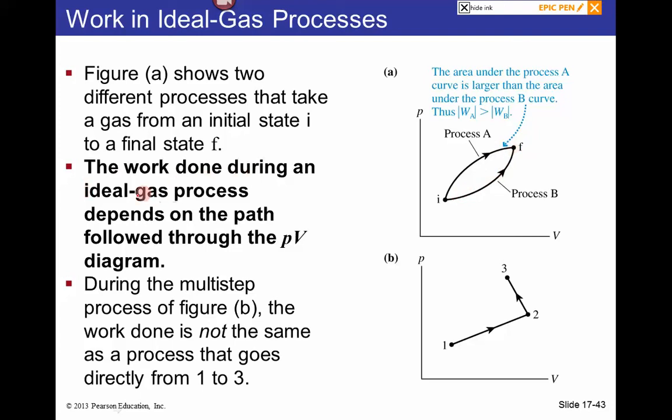So the work done during an ideal gas process is going to depend on the path followed through the PV diagram. This path here is different from this path. Therefore the work done here is different than the work done here. During the multi-step process of figure B, the work done is not the same as the process that goes from 1 to 3. So if I had a process that goes straight from 1 to 3 like that, the work done during this multi-step process is different from the work done on this red process. Okay.